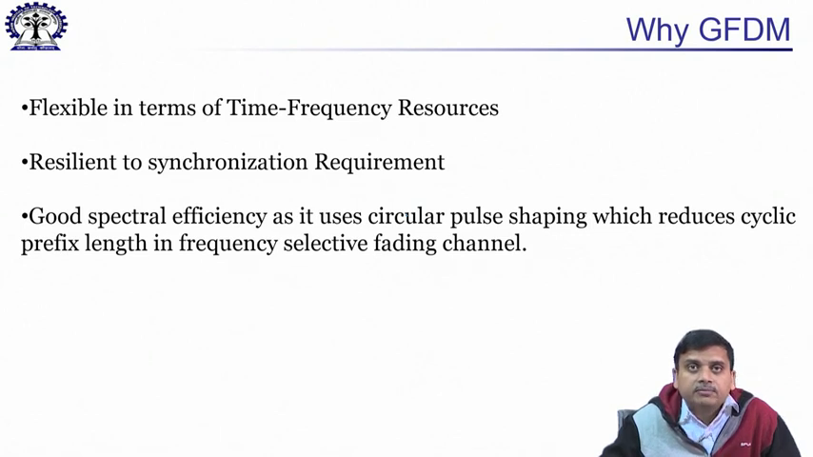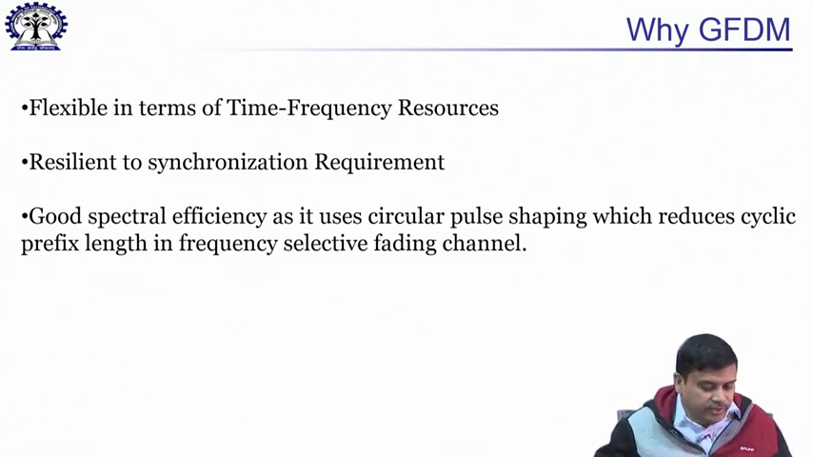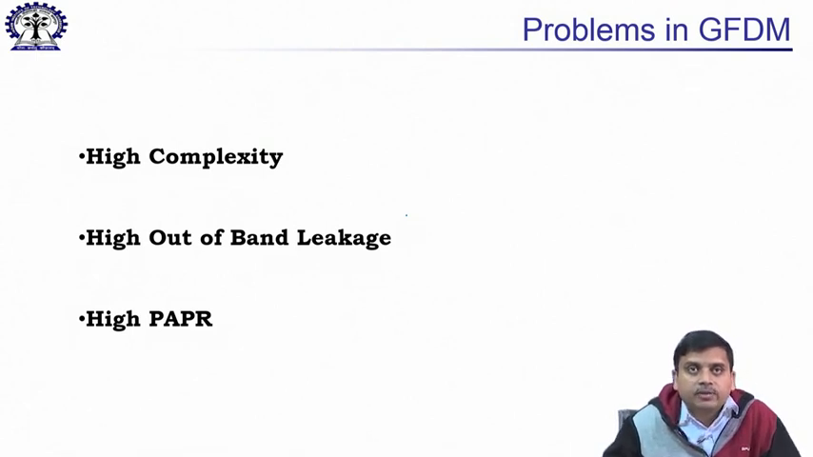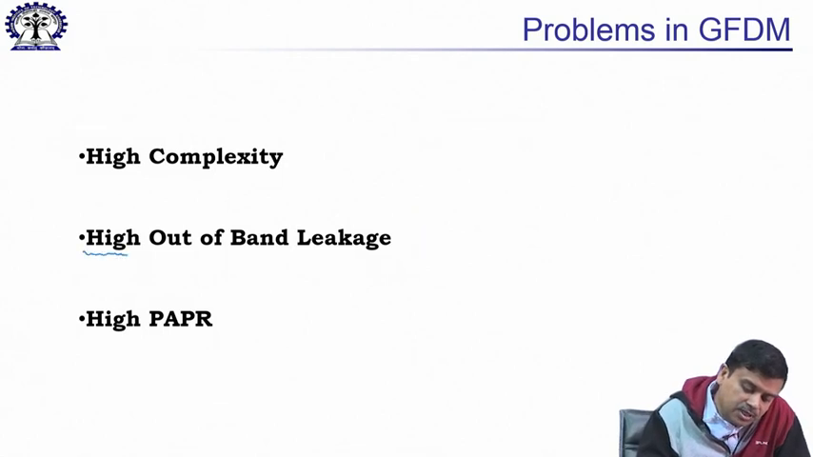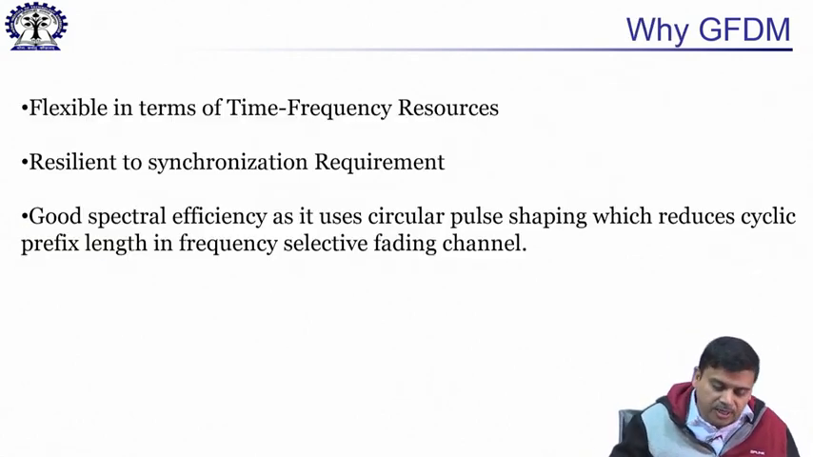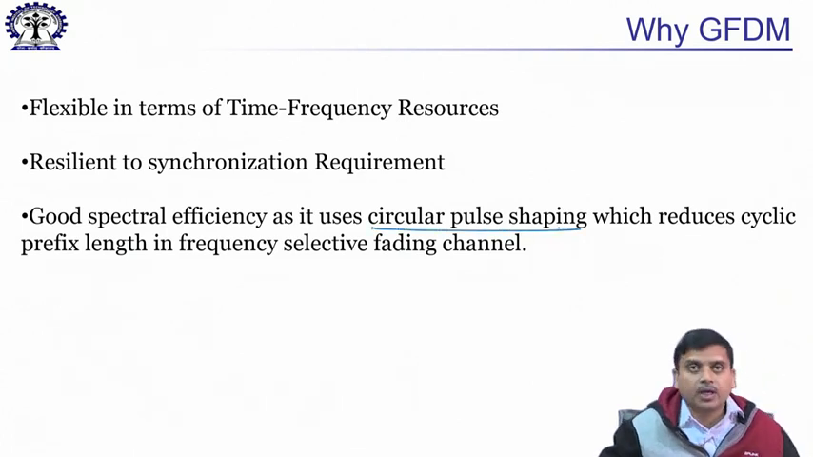So, why GFDM? The primary reason is that it is flexible in terms of time and frequency resources, which we will see, and it is resilient to synchronization requirements. We will also see that it has good spectral efficiency, as it uses circular pulse shaping like the one which OFDM uses, similar but different, which reduces cyclic prefix length in frequency selective fading channels. These are some of the benefits of GFDM, but on the other hand GFDM has high complexity, we will see there. It also has high out of band leakage. One of the reasons for it being high is that it uses circular pulse shape amongst other things.